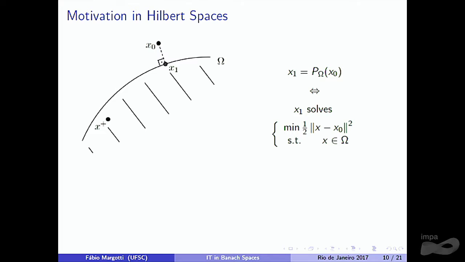And you can prove also this equivalence here. x1 is the orthogonal projection of x0 in omega if and only if x1 solves this optimization problem. We minimize this functional subject to x in omega. We find among all the vectors in omega that one that is closest to x0. Okay?